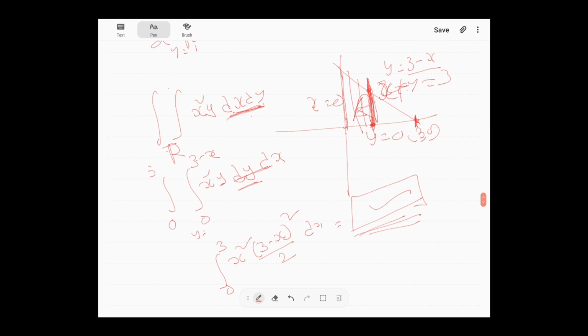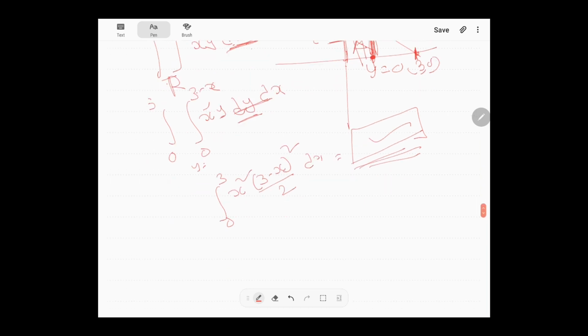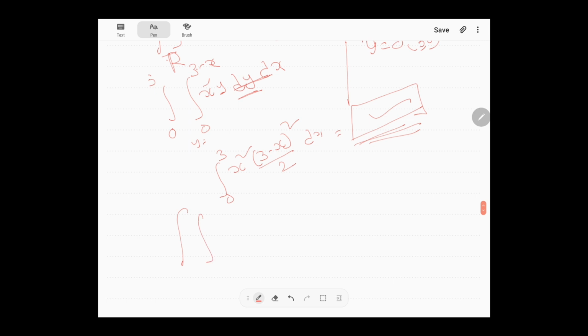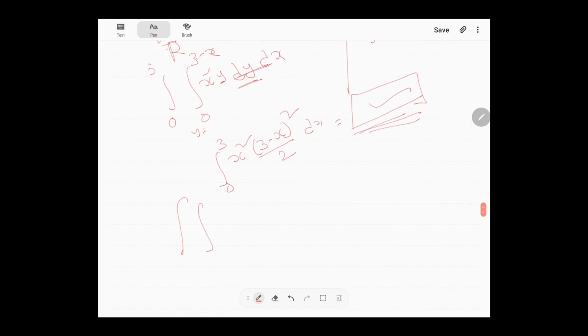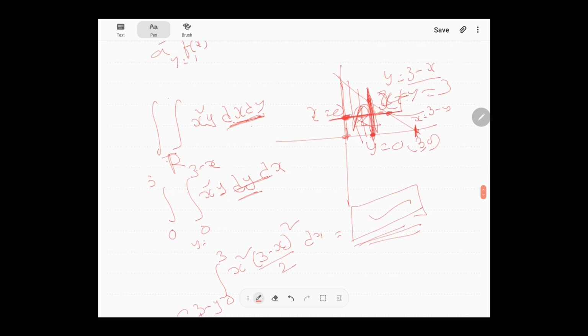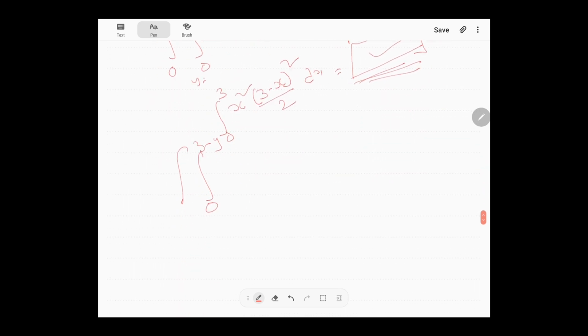Or somebody else may do the same integration in this way. Say, given y, suppose y is given to you. Whenever y is given to you in this region R, what is the least value for x for a given y? Here the value of x is 0. What is the value of x here? The value of x here is 3 minus y. So x varies from 0 to 3 minus y. And y varies from here 0 to 3.